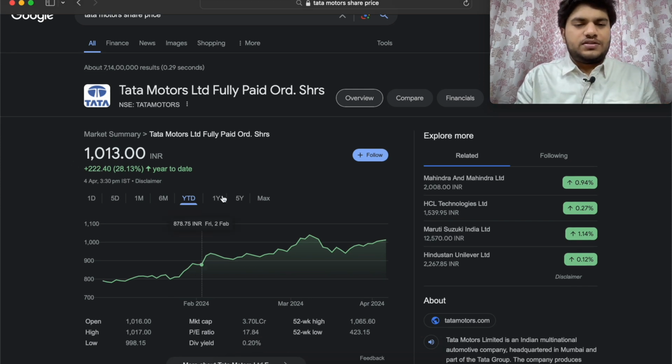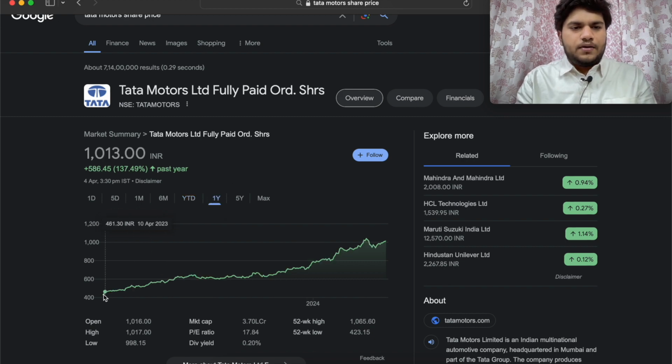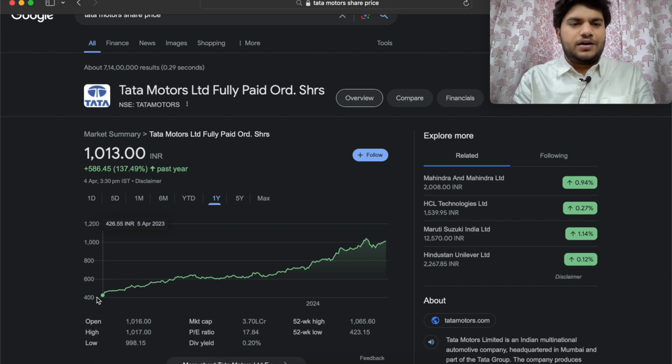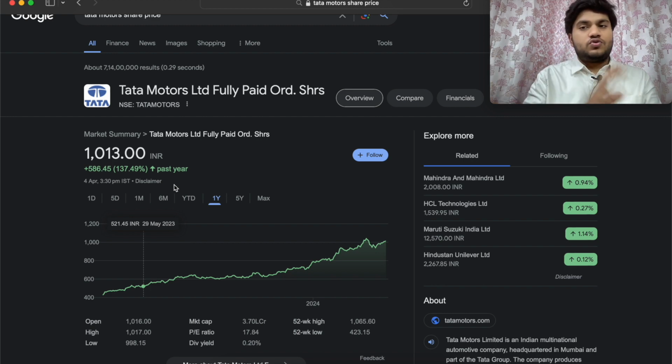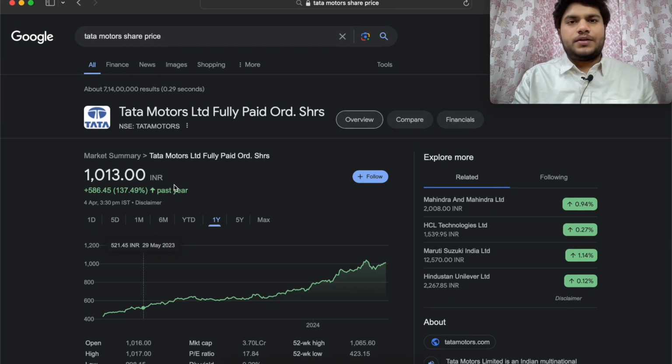So for example, this is a yearly chart. If he had invested 1 year back, today is 5th April 2024, 1 year back, 5th April 2023, the share price was 426 rupees, and today, as of now, it is 1013 rupees. So if he had bought at that price and if he had sold at this price, he'll gain a profit, and this is how people earn through stock market. Got it? Okay. Now let's move forward.